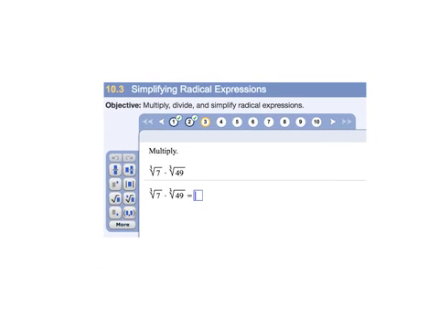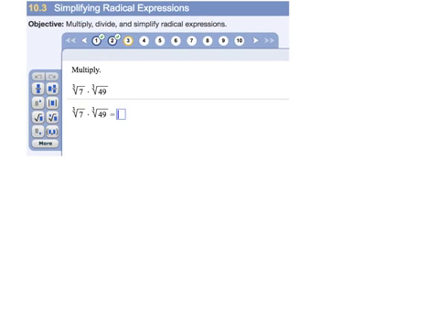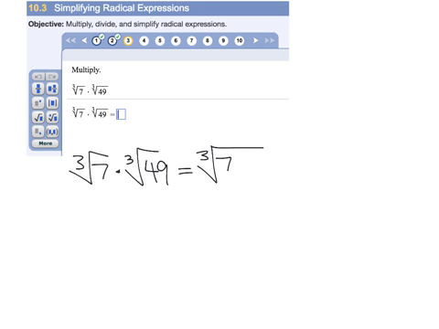All right, so simplifying the cube roots. So we've got cube root of 7 times the cube root of 49. So we're going to combine those together. That gives us the cube root of 7 times 49. Now I'm going to factor that 49. Because 7 is prime, it cannot be factored any further. So I see that 49 is 7 times 7. And so now we've got the cube root of 7 times 7 times 7.